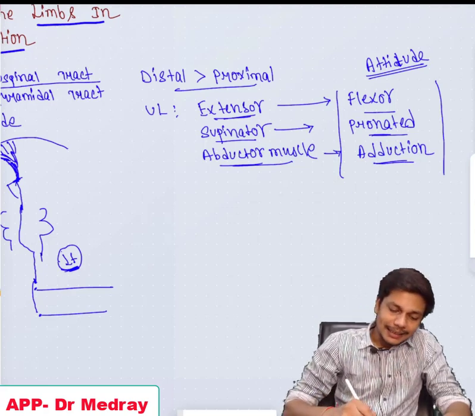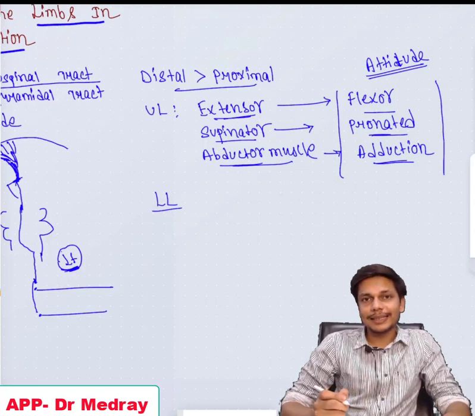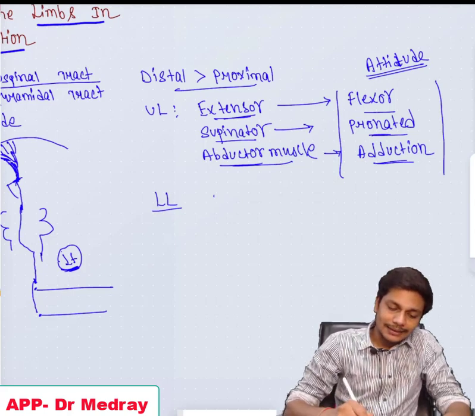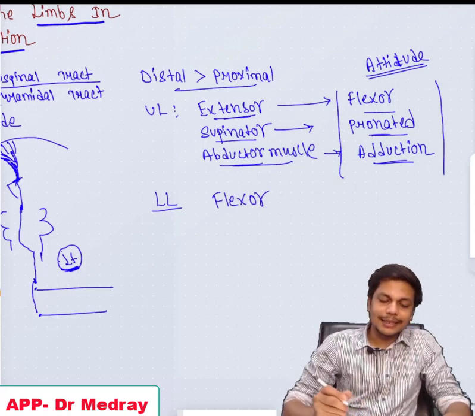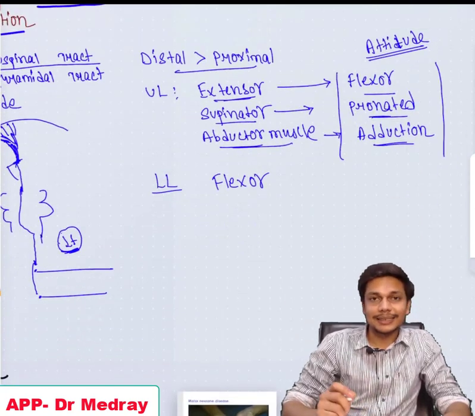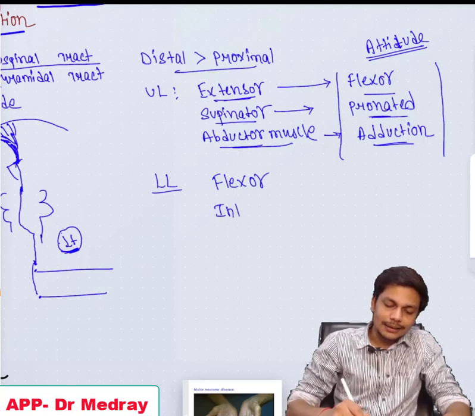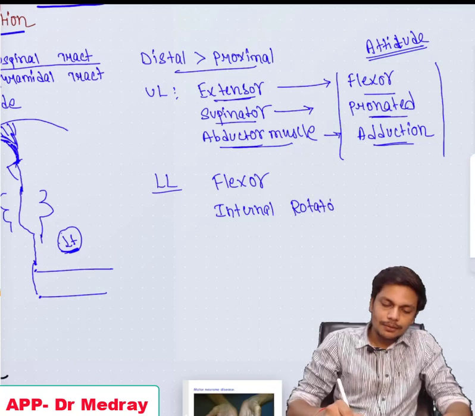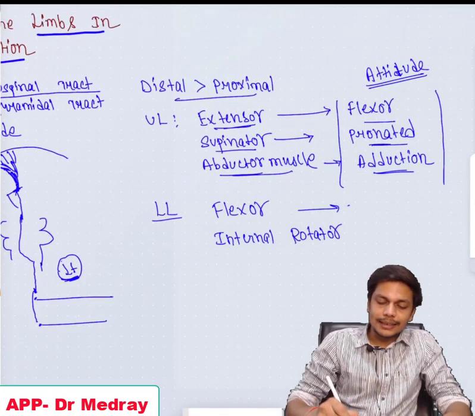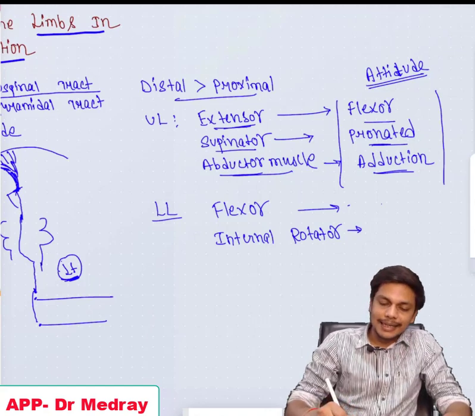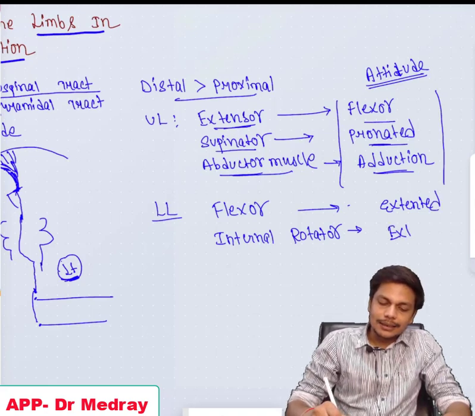And what will happen in the case of the lower limb in corticospinal tract involvement? In the lower limb it is the opposite. There is weakness of the flexor muscles in a patient of stroke, and there is weakness of the internal rotator muscles. So if you check the attitude in the lower limb, the lower limb will be extended and externally rotated.